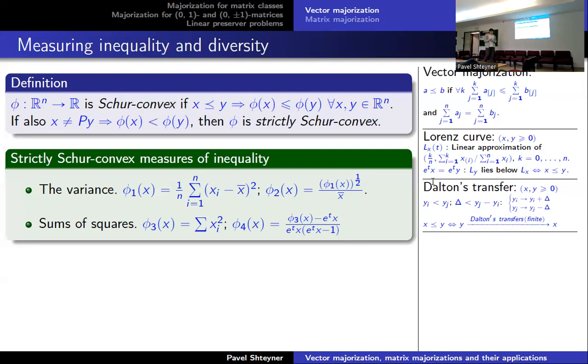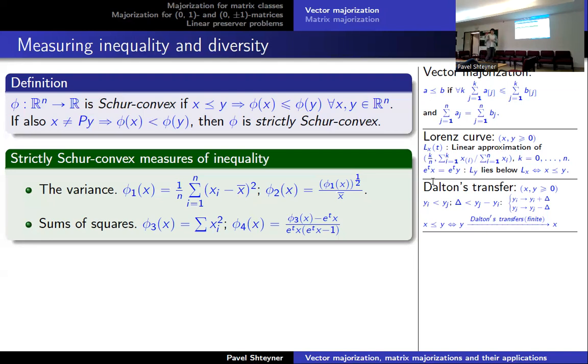And there are some other requirements, for example, usually they need to be scale independent, but let's just give a couple of examples of well-known measures. For example, the variance and its normalized version, or rather, the normalized version of its square root, is strictly Schur convex. Also, this measure, the sum of squares, and its modifications. These measures were proposed by Simpson in 1949. These measures are also strictly Schur convex.